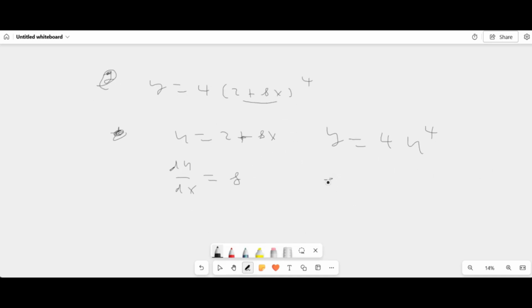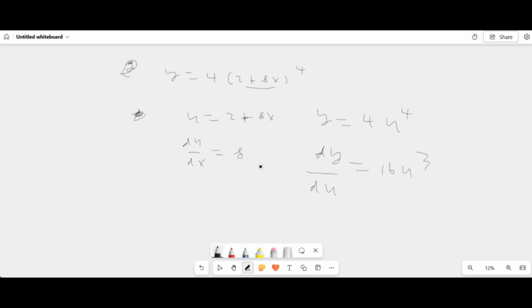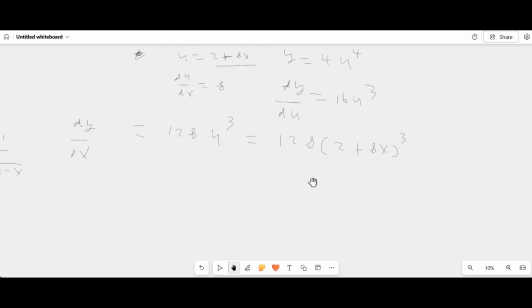If you want to differentiate y, you're going to get dy over du, which is going to be 4 times 4, which is 16, and u to the power of 3. So now what you want to do is just multiply them together. So 16 times 8 is actually going to give you 128. So dy over dx is going to be 128u to the power of 3. That's the same as 128, and u is actually 2 plus 8x, so 128 times (2 plus 8x) to the power of 3. So there you go, that's the answer. There's nothing more to that. It's a very simple situation.